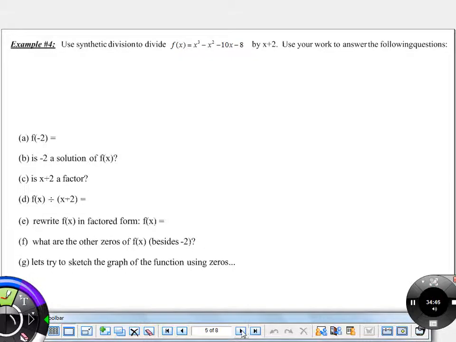All right. So go ahead and do the synthetic division process here with -2. I'm going to do it again, and we're going to check and make sure we have the same thing.